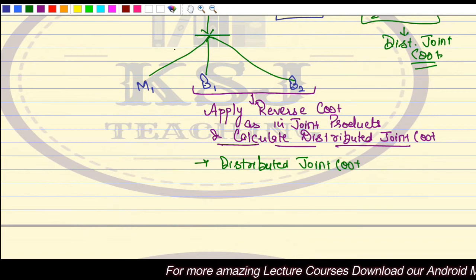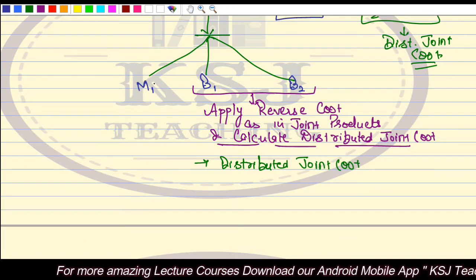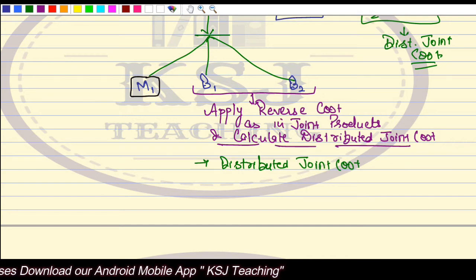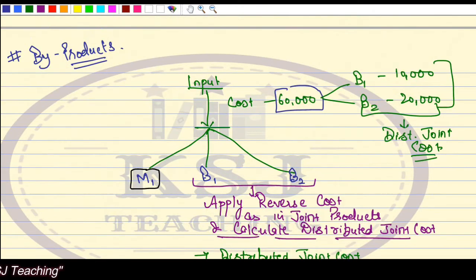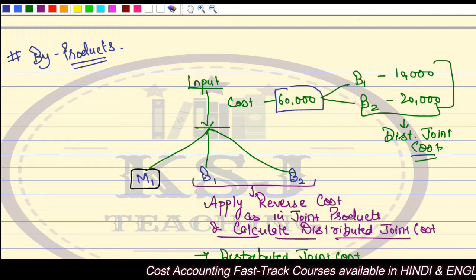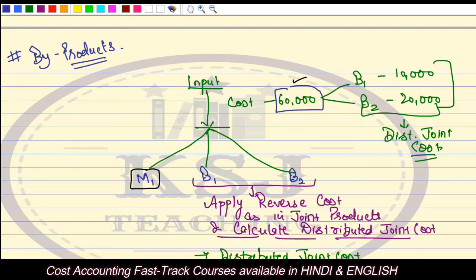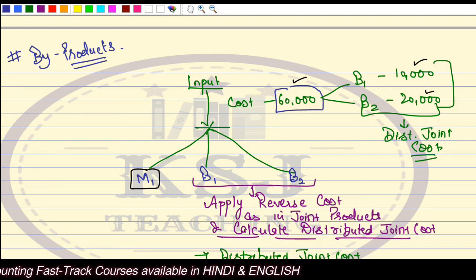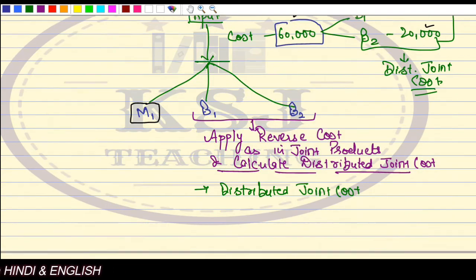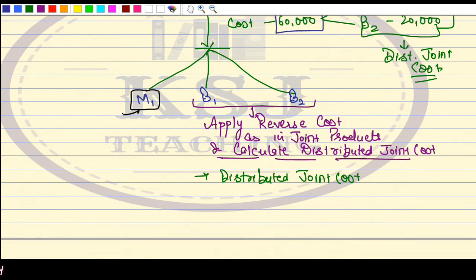Now what I want to do is calculate the share of this product M1 in this 60,000. I have the share of B1 and B2, but now I want to calculate the share of M1. How can I calculate, sir? From the 60,000, if I subtract 10,000 and 20,000, what is remaining? The remaining is the share of M1 only, right? So how to calculate the share of M1 in this?